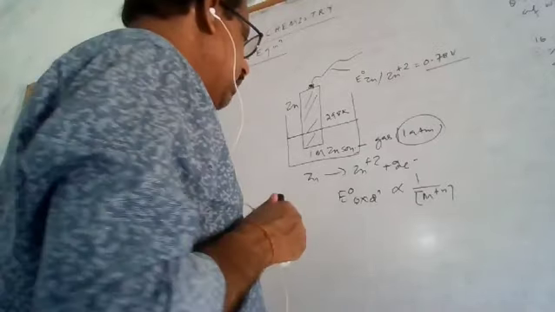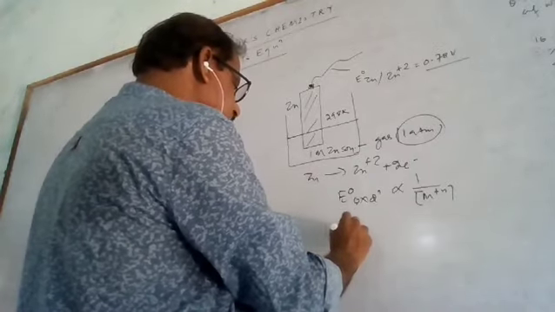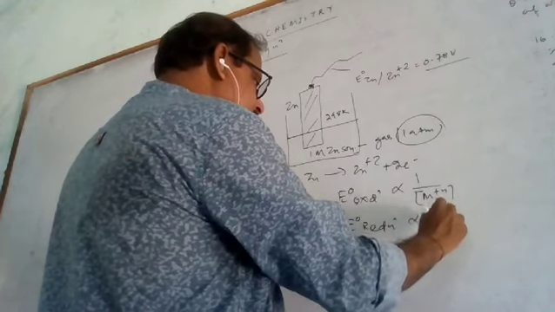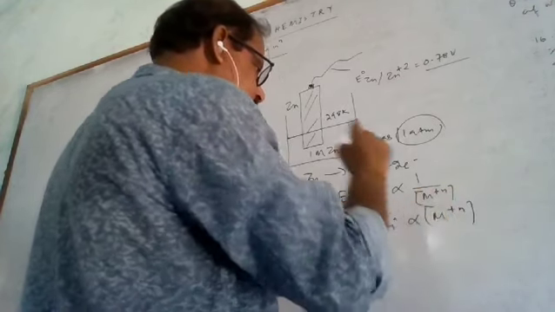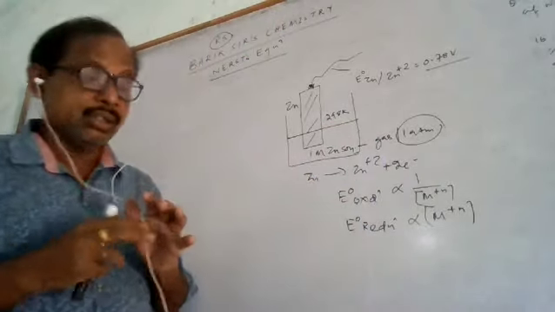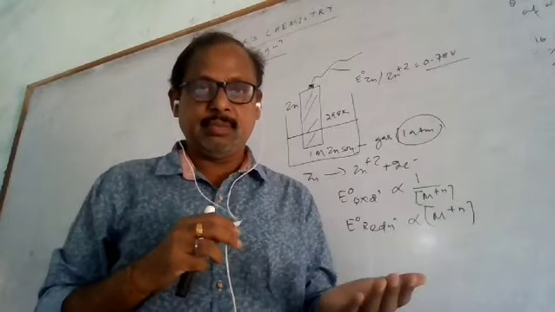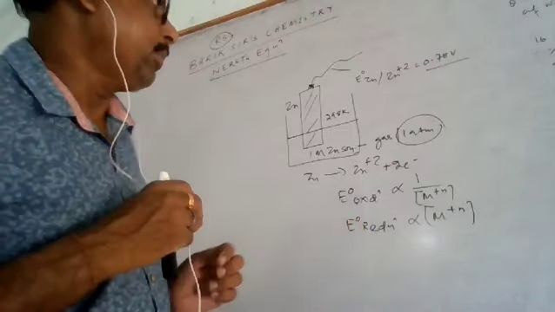Similarly, the reduction potential, E naught reduction potential, is directly proportional to the metal ion concentration. Meaning when the metal ion concentration increases, then the reduction potential will increase. That point you have to remember.